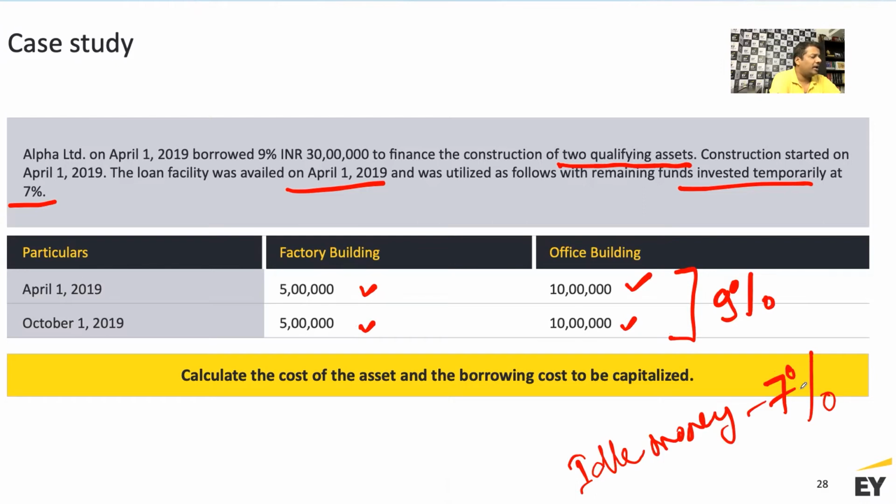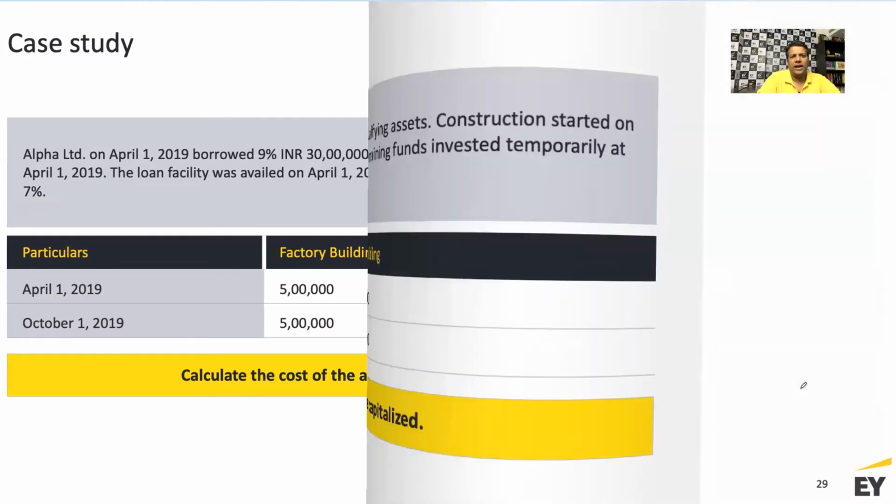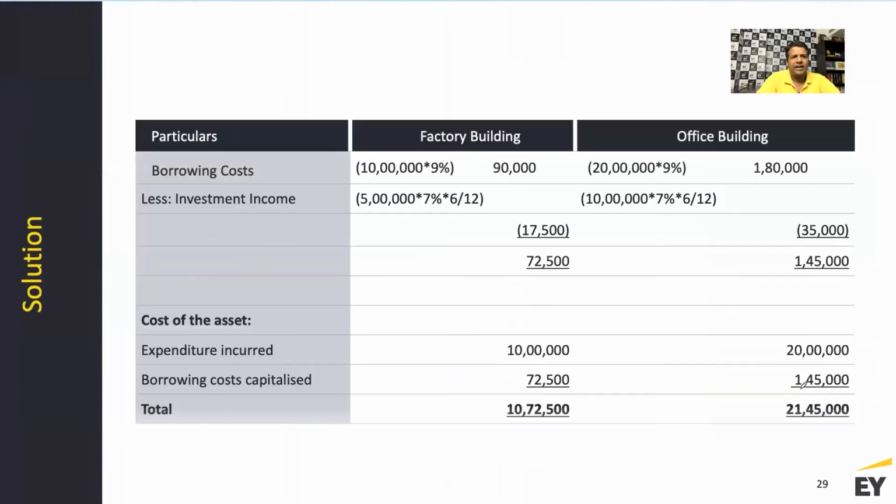Now calculate the cost of the asset and borrowing cost to be capitalized for the year ended 31st March 2020, in the 1 year period. So here you have to write an assumption that I'm going to do it for 2020. Borrowing cost: 10 lakh into 9% is 90,000, and then there's an investment income. So for the full year, the interest cost was 90,000 on 10 lakh on factory building 1.